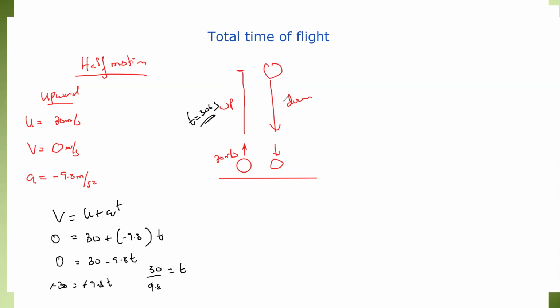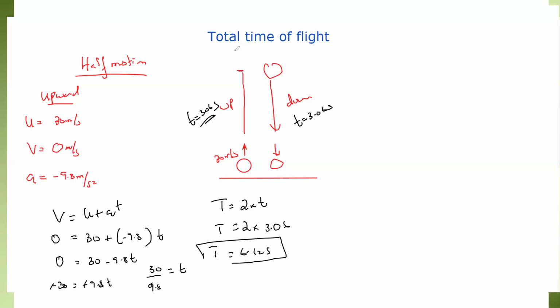Because we ignore the air resistance, how much time will it take to come down? It will take the same time to come down. So what will be the total time of the flight? The total time of the flight will be equal to twice this, so 2 multiplied by 3.06, which is 6.12 seconds. That is the time it takes to reach the maximum height and then come down. That is when we consider the half motion. Okay. Is it clear? The half motion?